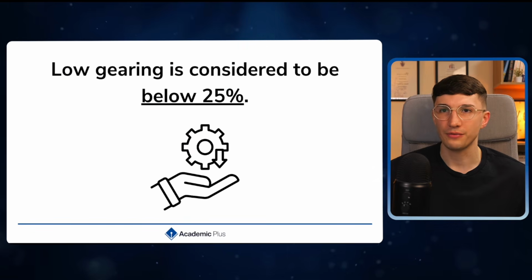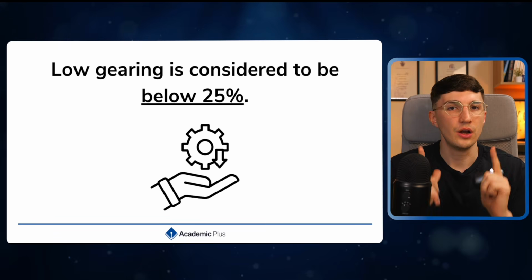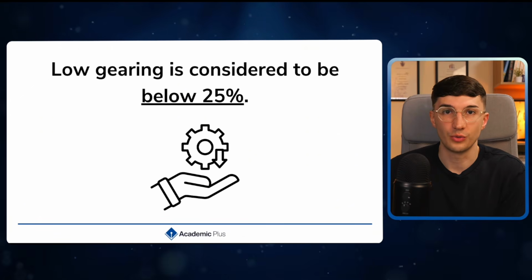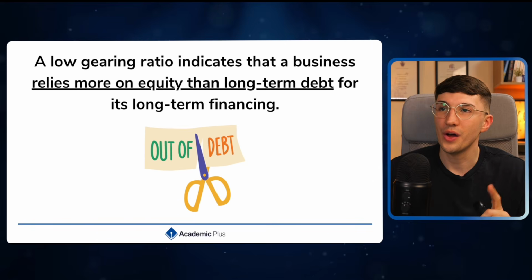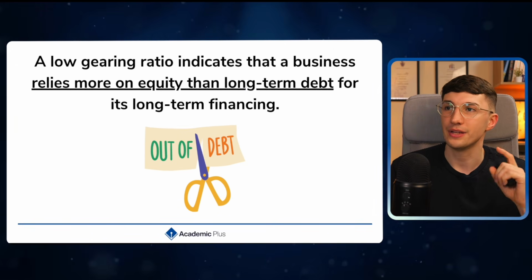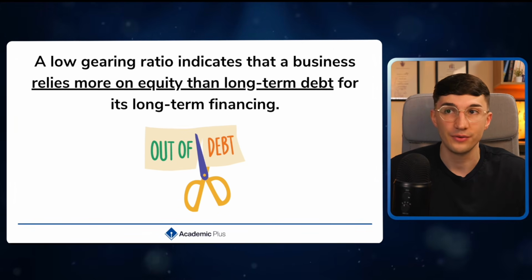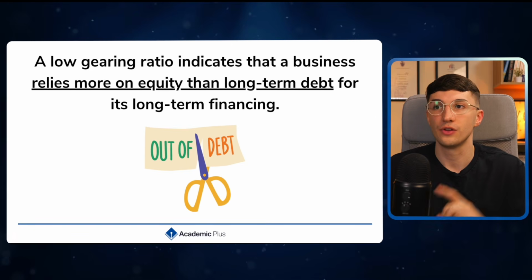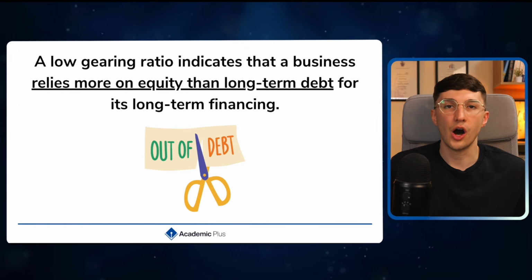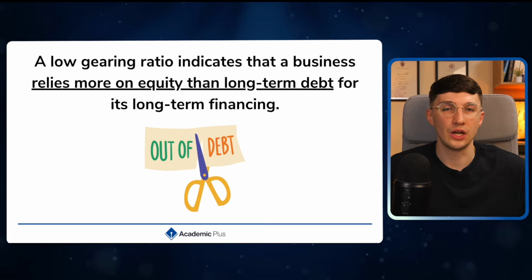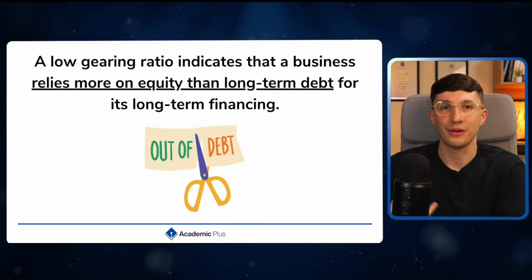But what about low gearing? Is this now a good thing or is this now a bad thing? Well, as we said before, remember, low gearing, we're looking at below 25%. And what a low gearing ratio indicates is that a business relies more on the equity methods than your long-term debt methods for its long-term financing. I.e., we're not really taking out as many loans compared to share capital and retained profit.